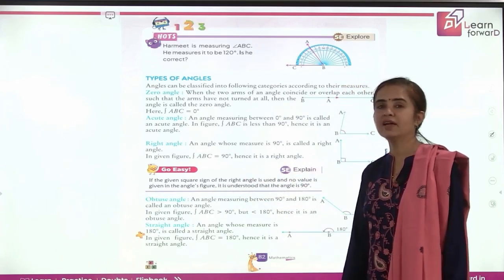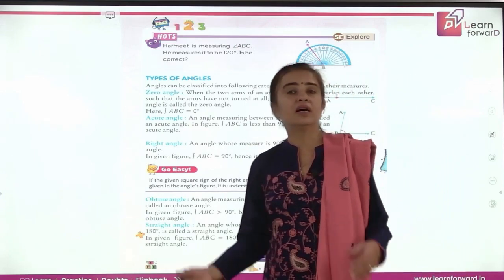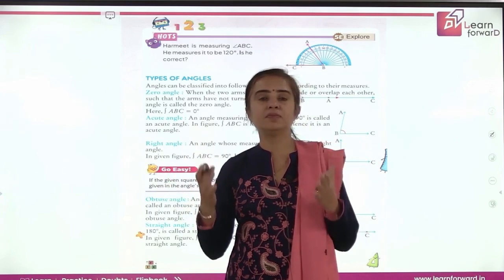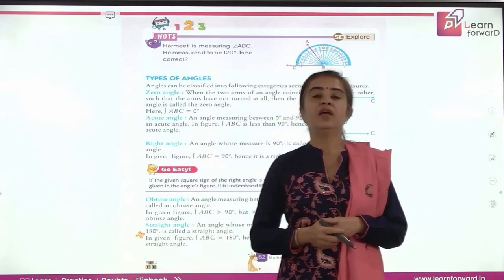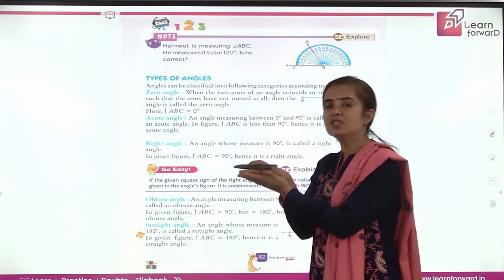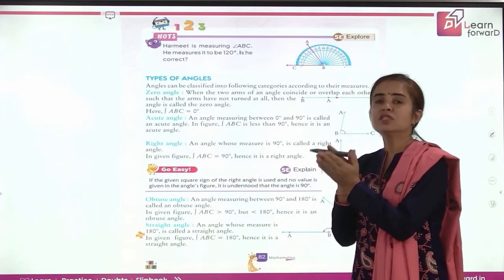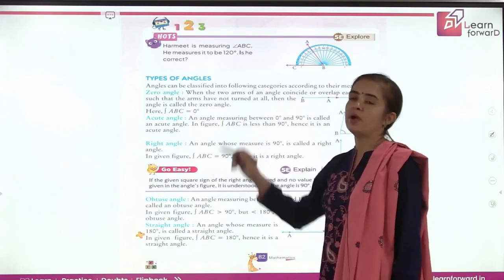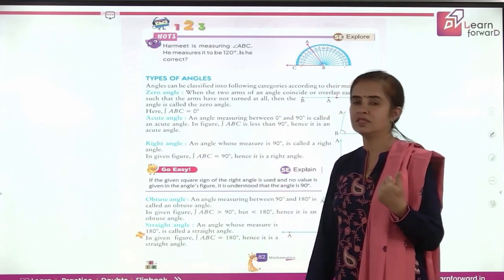What are those angles? The first angle is zero angle. The different categories of angles depend on their measurement. What is the degree measurement of each angle? If it is 0 degrees, that means the two rays are just overlapping. They have not even started moving apart. So such angles are zero angles, where they are just overlapping. 0 degrees is the measurement.